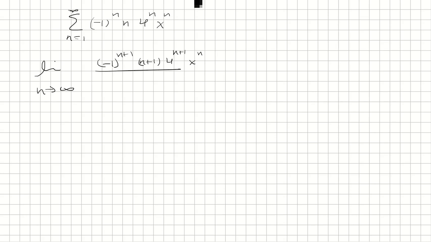We want to find all the values of x such that the given series would converge. So we have the sum, n equals 1 to infinity, (-1)^n times n times 4^n times x^n. So let's use the ratio test. We want the ratio of the n plus first term over the nth term to be less than 1, and we're going to be taking the absolute value of this.